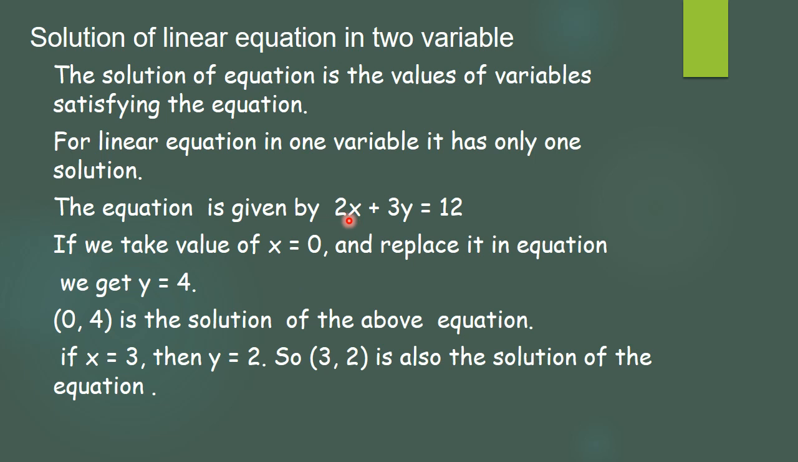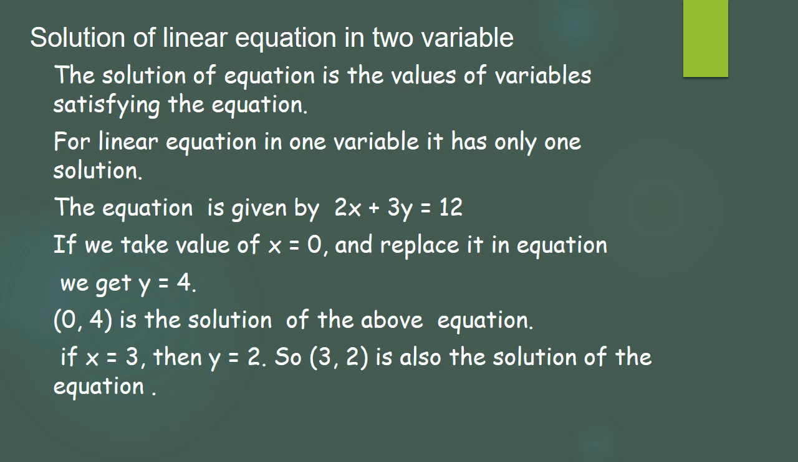The values of x can be negative also. If anybody takes a negative value of x, we will get another solution. So the solution is nothing but the values of the variables which satisfy the equation, and in this case we may get more solutions. Now, as it has many solutions, the question given in your textbook is: find 4 solutions.